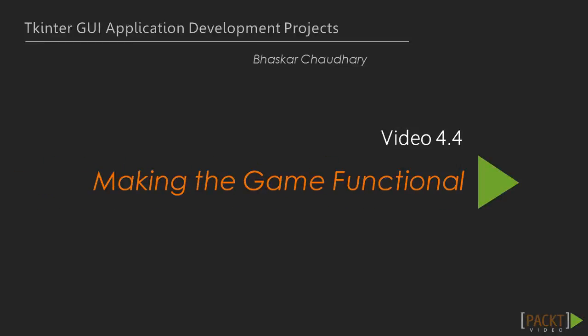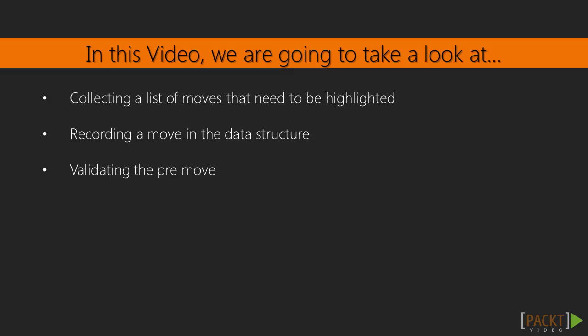Welcome to the next video of the fourth section, Making the Game Functional. In the previous video, we have learned how to create a piece class. Now that we have all the chess pieces and chessboard-related validation rules in place, let's now add life to our chess program. In this video, we'll make our chess game fully functional.